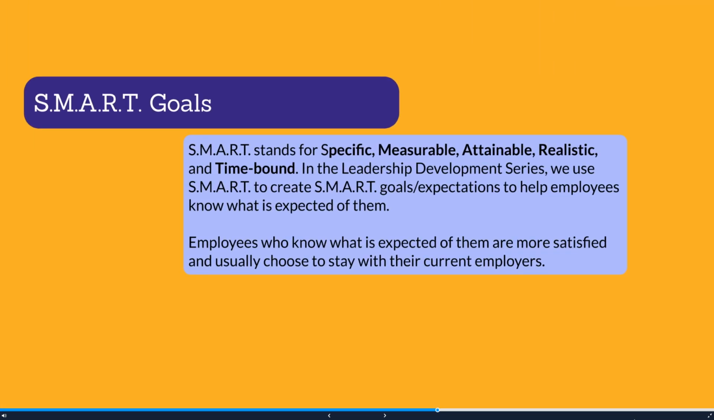SMART goals. SMART stands for specific, measurable, attainable, realistic, and time-bound. In the Leadership Development Series, we use SMART to create SMART goals or expectations to help employees know what is expected of them. Employees who know what is expected of them are more satisfied and usually choose to stay with their current employers.